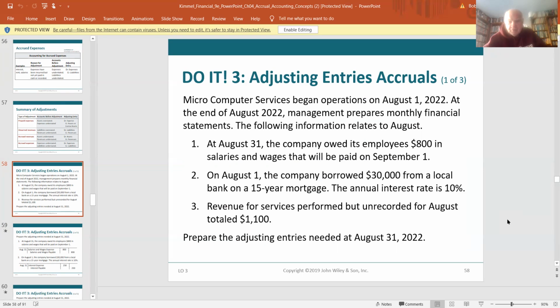Prepare these adjusting journal entries. Computer services began operations on August 1st, 2022. At the end of August 2022, management prepares monthly financials. So, Liba, what we're going to do here is prepare some journal entries. So let's take a peek at this.